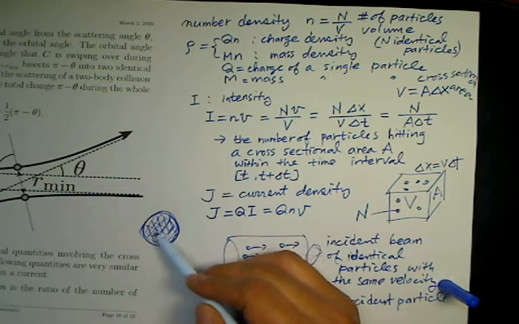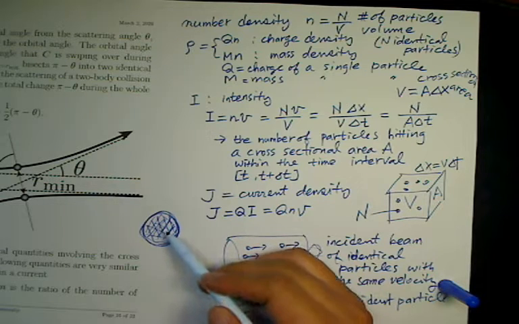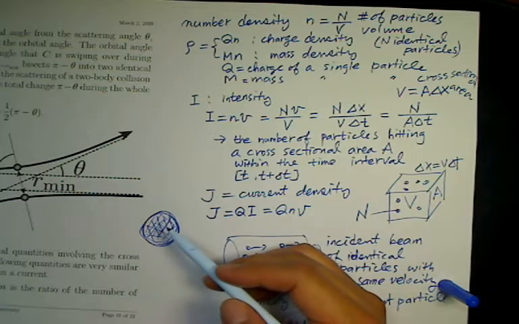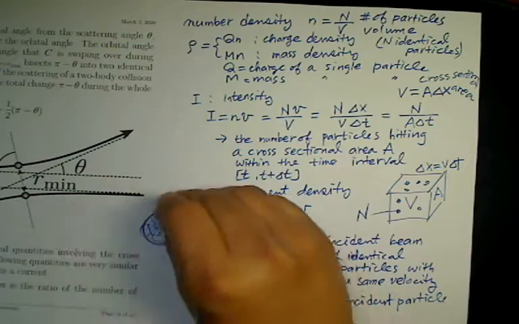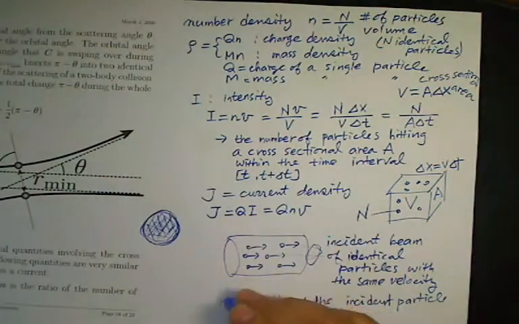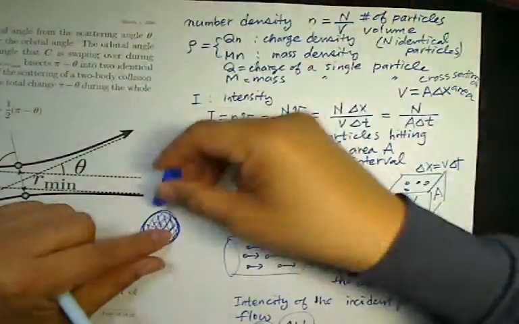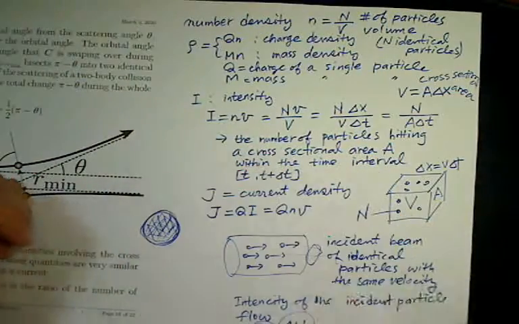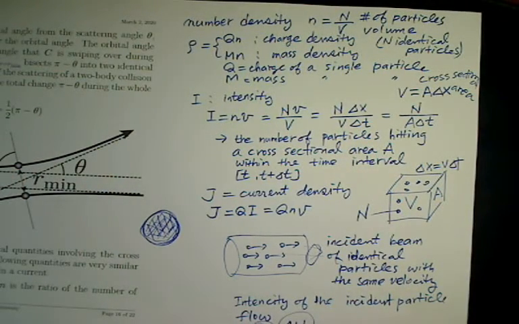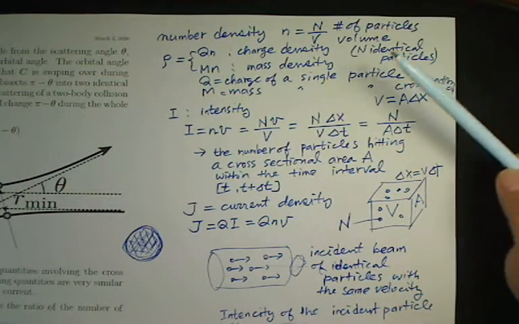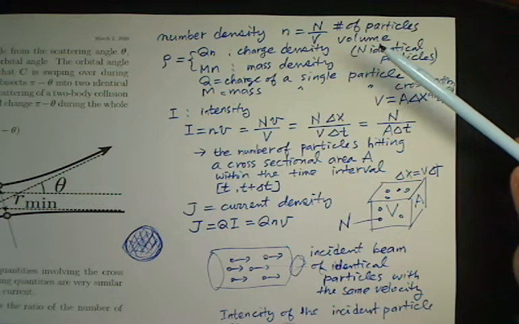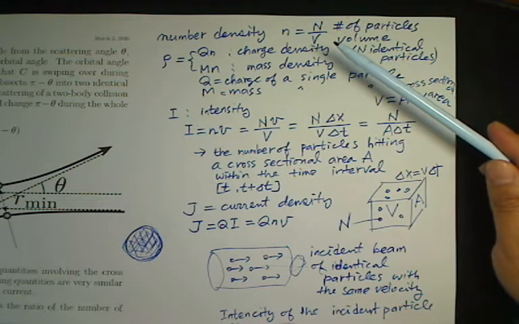But if you cannot see, for example, it is very small, very tiny, then you just let the flow of particles hit this region and count the number of particles scattered from this area. This is the indirect way of measuring the cross-section. In order to study this, we need to know this kind of concept, the number density.